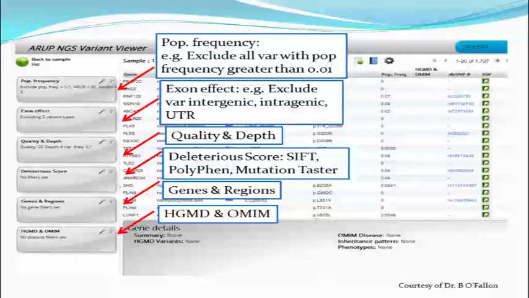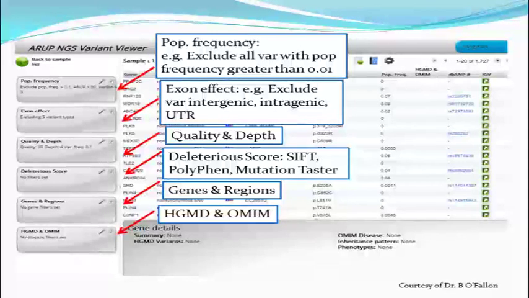Here is the ARUP bioinformatic pipeline. I will show you some functions of this program. You can apply the population frequency filtering, exclude the 5' UTR or deep intronic regions, filter out the low quality reads, and also apply the computational protein prediction programs.